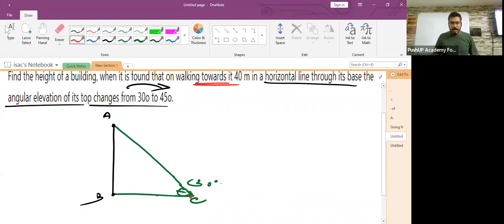Now, let me assume that the person has reached point D. Initially, he was at point C, where the angle of elevation was 30 degrees. Then he moved closer to the building. He reached point D, and hence the angle of elevation is how much? The angle of elevation is 45 degrees. By how many meters did he move, children? 40 meters, isn't it? That means from C to D, he has moved a distance of 40 meters.